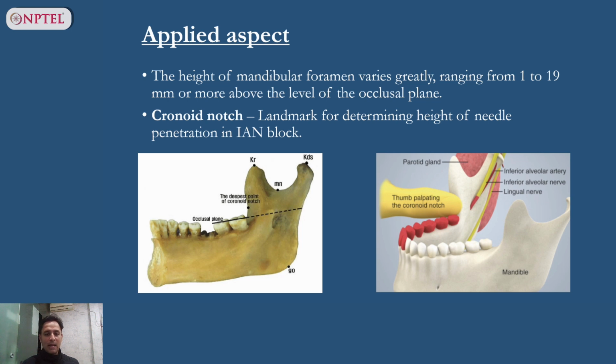This point has to be palpated from the opposite hand while giving the inferior alveolar nerve block, and the midpoint of the thumbnail directs the level of needle penetration, and that corresponds to the level of the mandibular foramen.